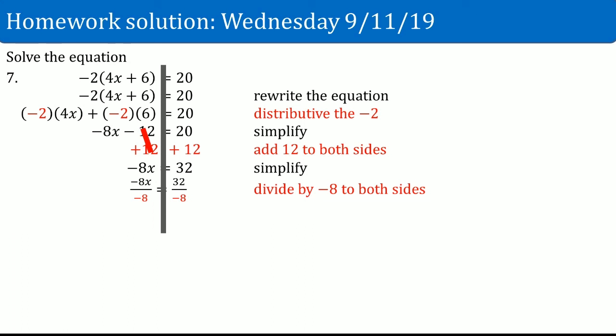Why do I divide by -8? Look at the left-hand side. Do you see how this cancels? That is why. What do I have left over on the left-hand side? Which is just an x. On my right-hand side, 32 divided by -8 just becomes -4.